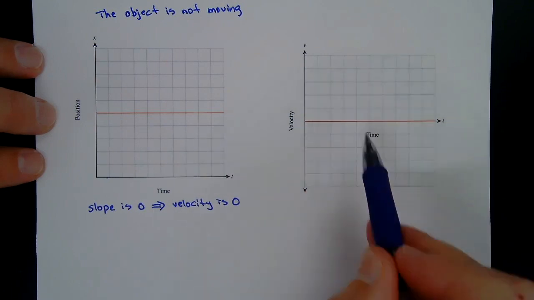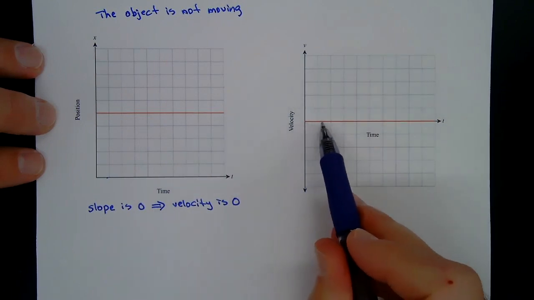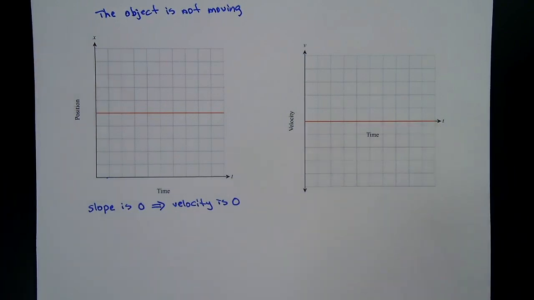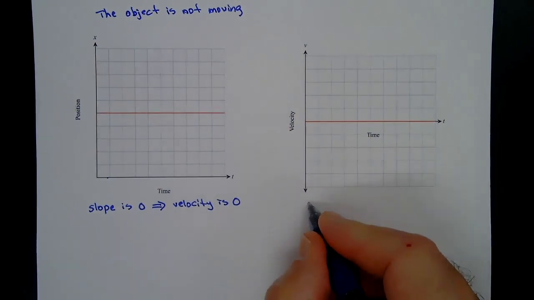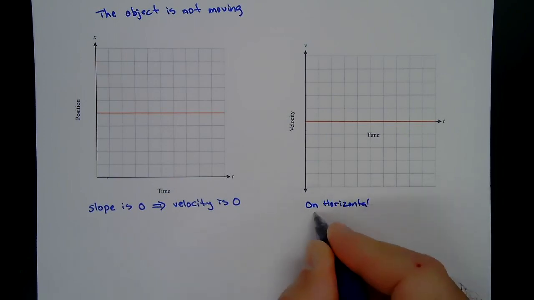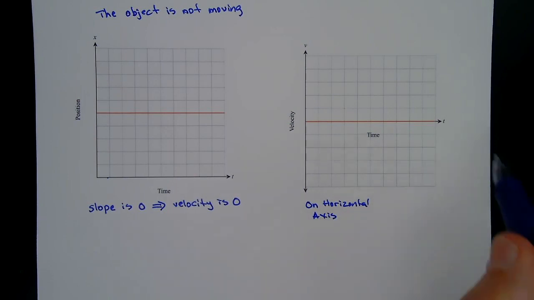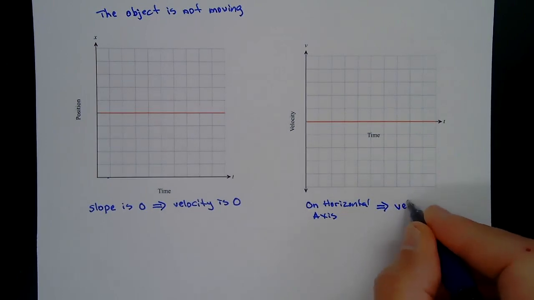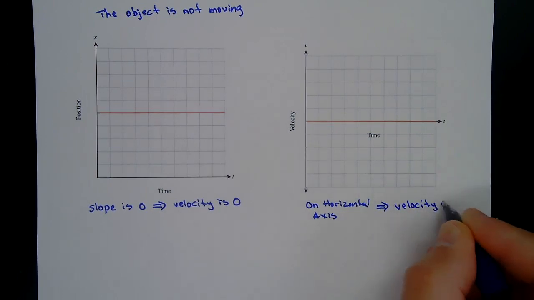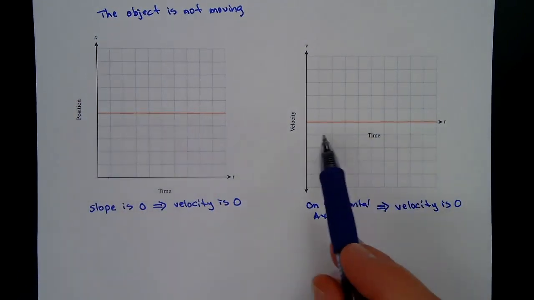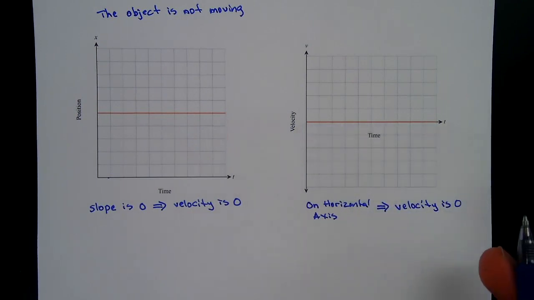Up here, velocity is positive. Down here, velocity is negative. Right on the axis, the velocity or the y values are all 0, okay? So this is on the horizontal axis. The graph is on the horizontal axis. Okay, and that's what's telling me on this one that the velocity is 0. So for both of these, the velocity is 0, but for different reasons. This one, because the slope is 0. This one, because it's on the horizontal axis where the velocity is 0.